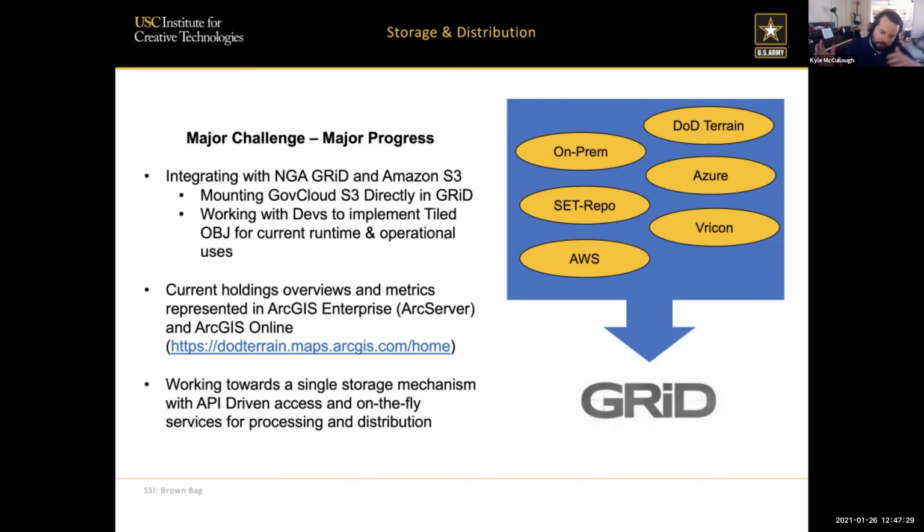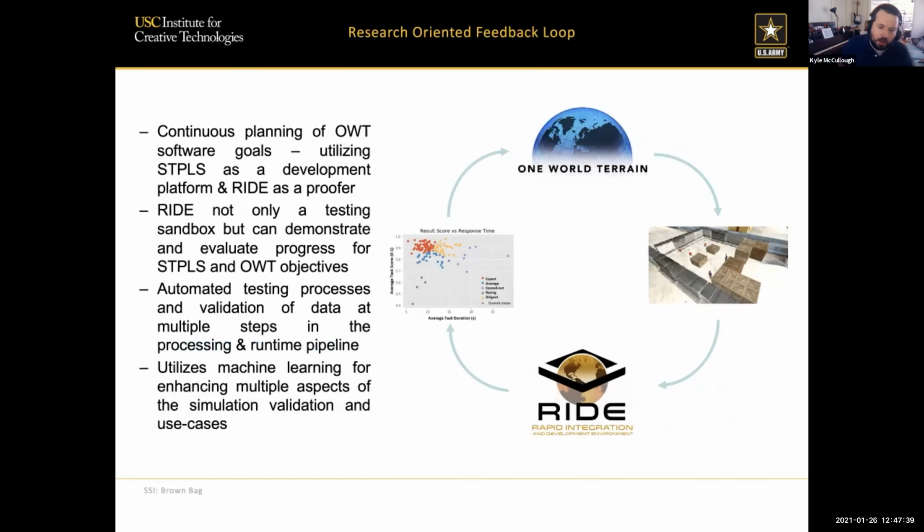And so, this being all the data side, the other side of this is building out tools that are going to make use of this data. So we've come up with this idea of a research-oriented feedback loop. We have a piece of software called RIDE. It's the Rapid Integration and Development Environment, which I'll get into in just a little bit as well. But one of the keys here is, all right, we've got all this great data. How do we know that this data is actually working the way we want it to? How do we know that this rich feature attribution is making a difference? What might need to be fine-tuned?